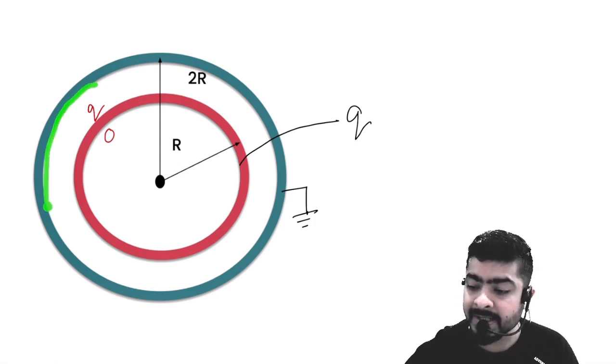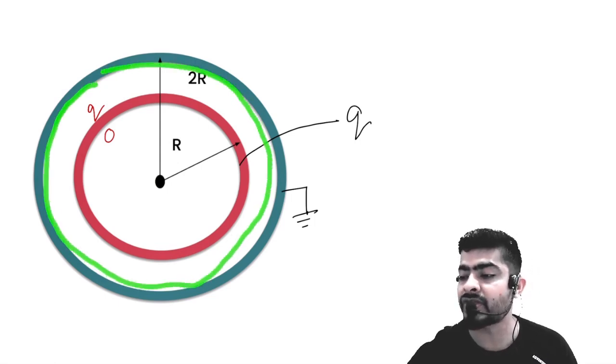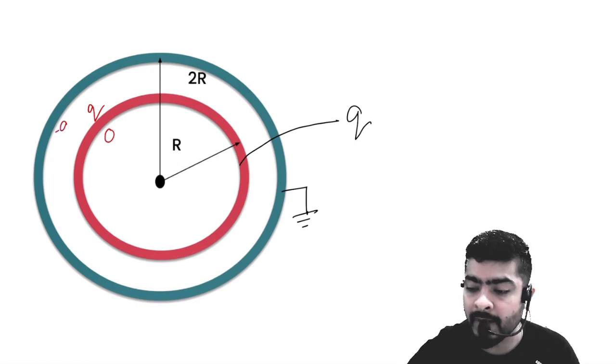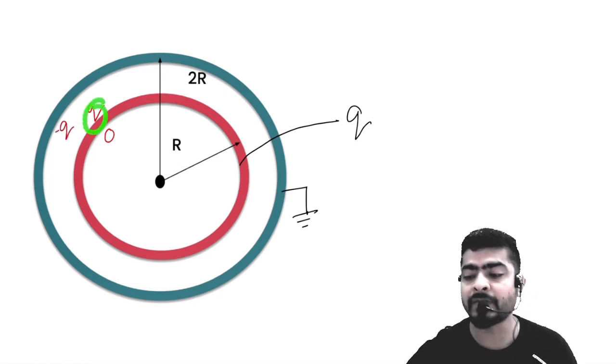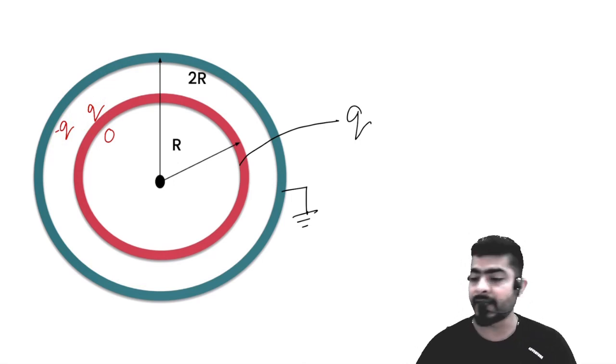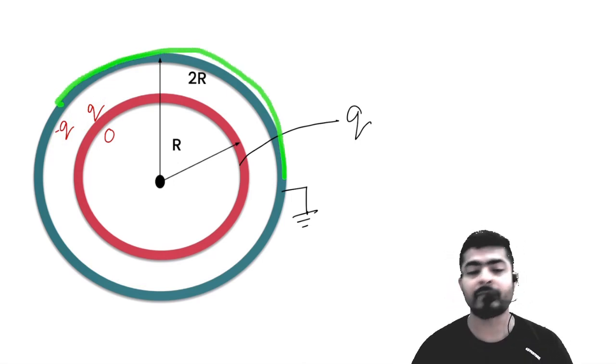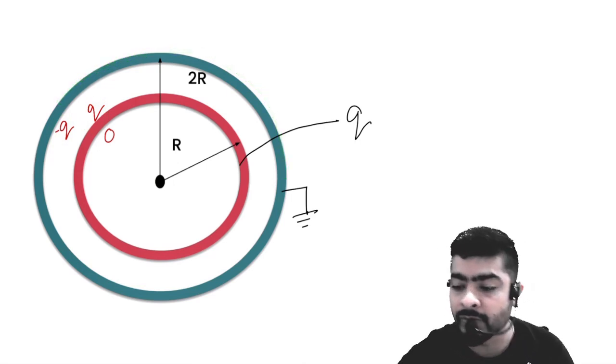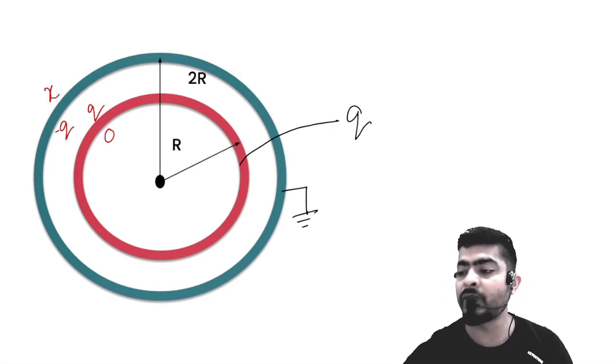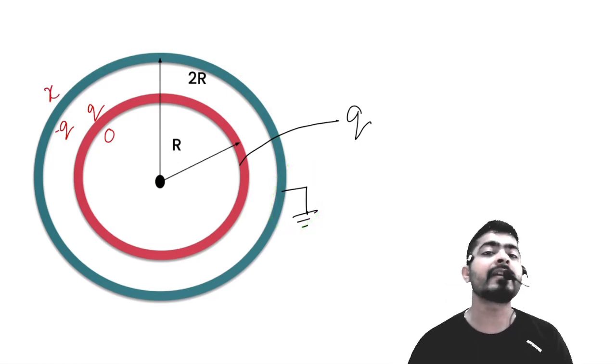Then this inner surface will have how much charge? This charge will be equal to minus Q, opposite of this will appear over here. Simple, right? Now what about the outer surface? We don't know the value, so let's put it X. We don't know the value because we are connected to the ground.